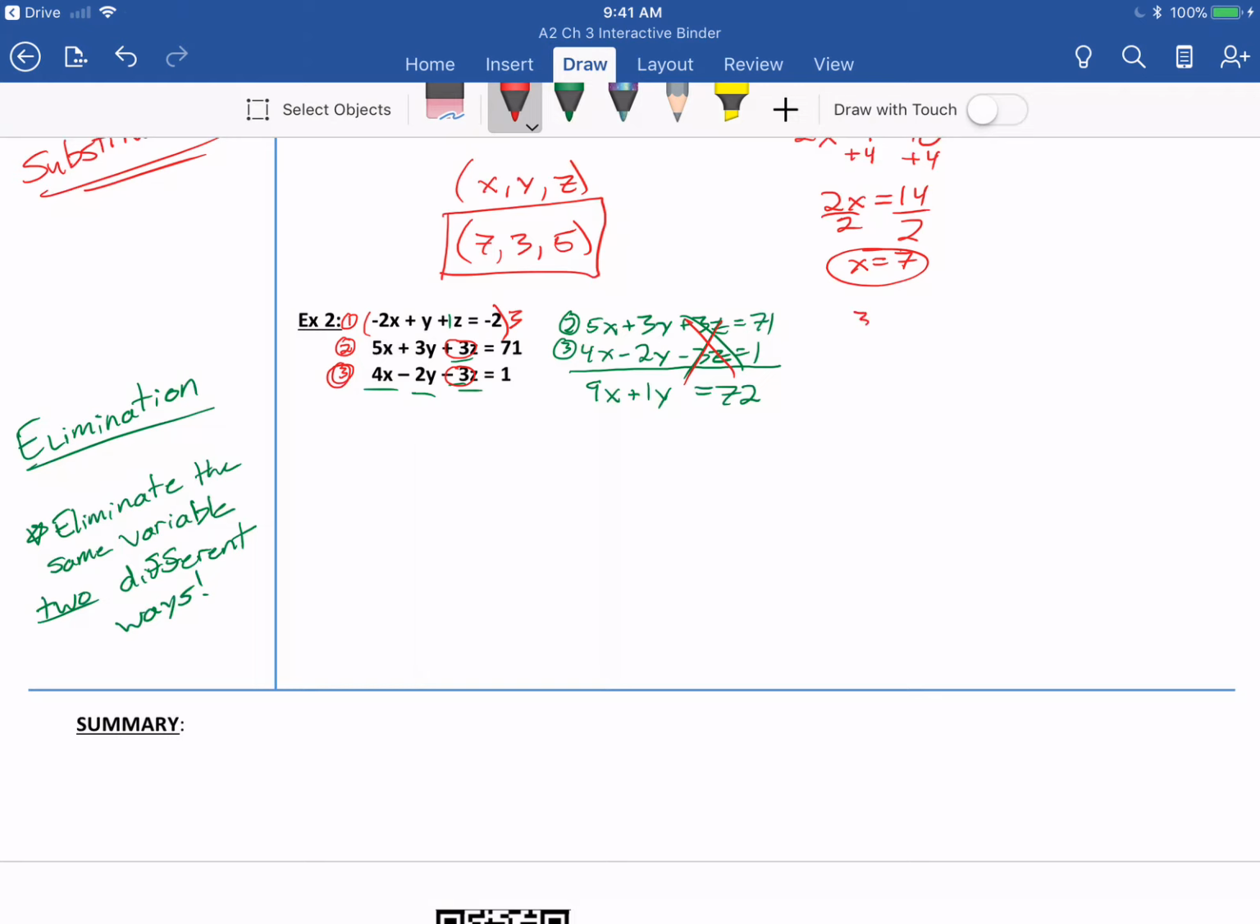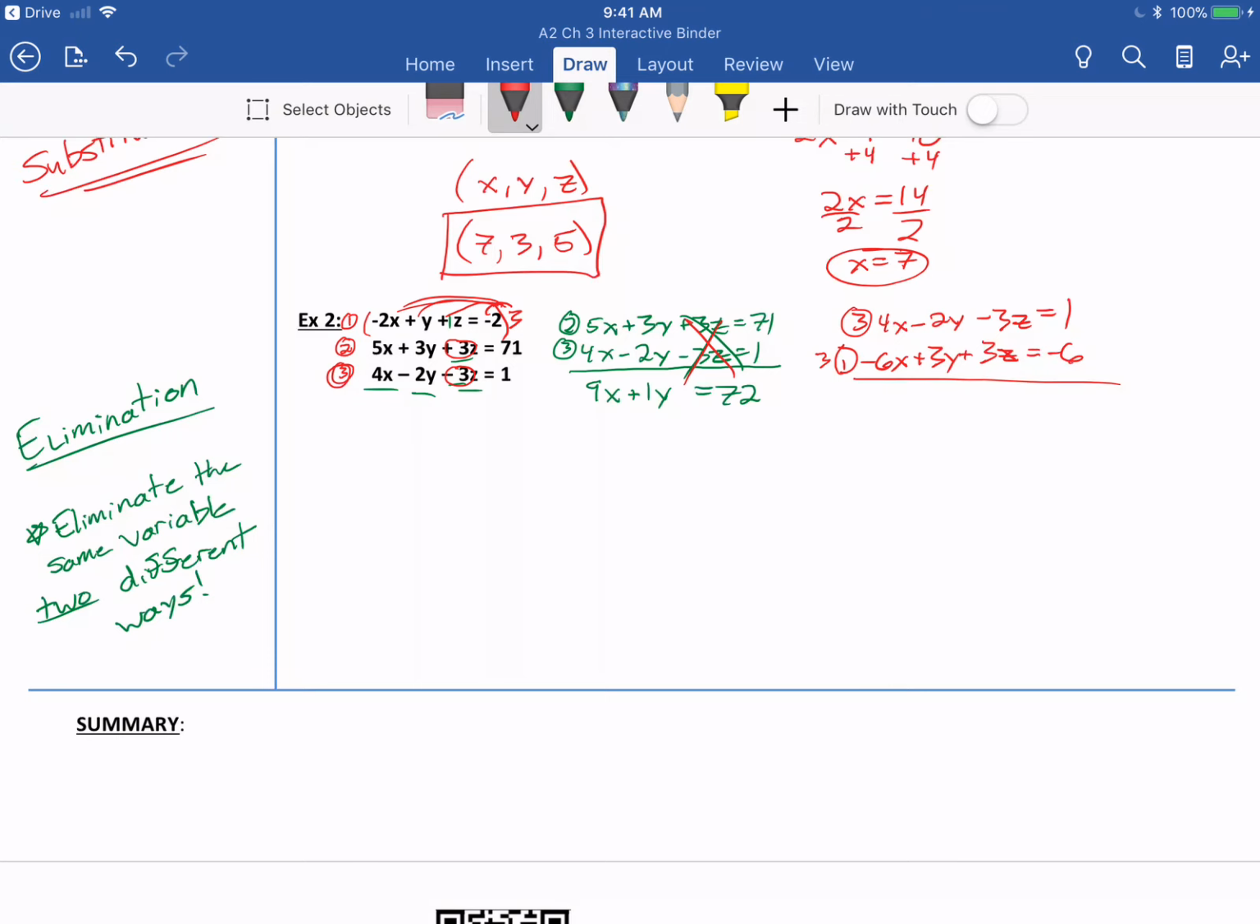So I'm going to write my third equation. My third equation is 4x minus 2y minus 3z is equal to 1. And I want to make 3z right here, so this one cancels out, and that's what I'm doing. So I'm multiplying 3 times my equation number 1. If I multiply 3 into all these things, I have negative 6x plus 3y plus 3z, that's what I wanted to make, is equal to negative 6.